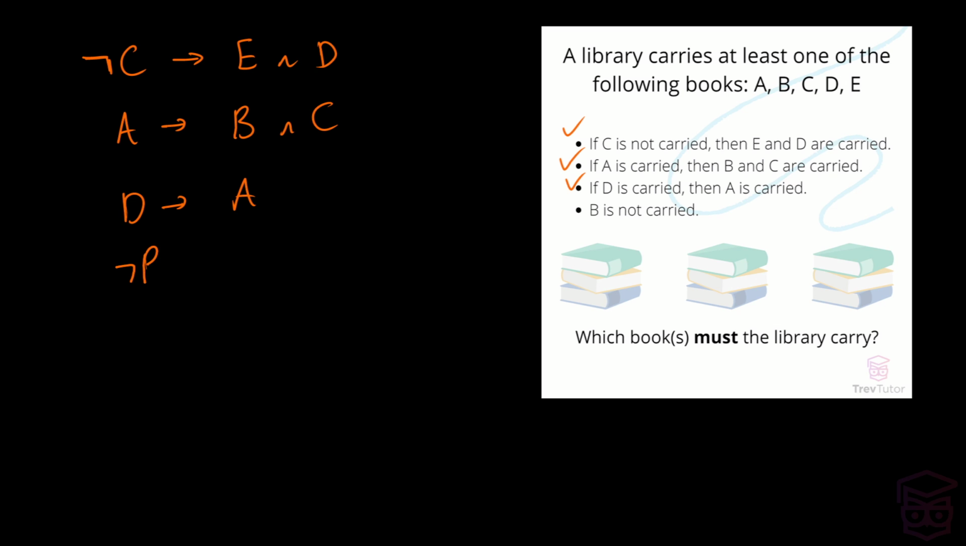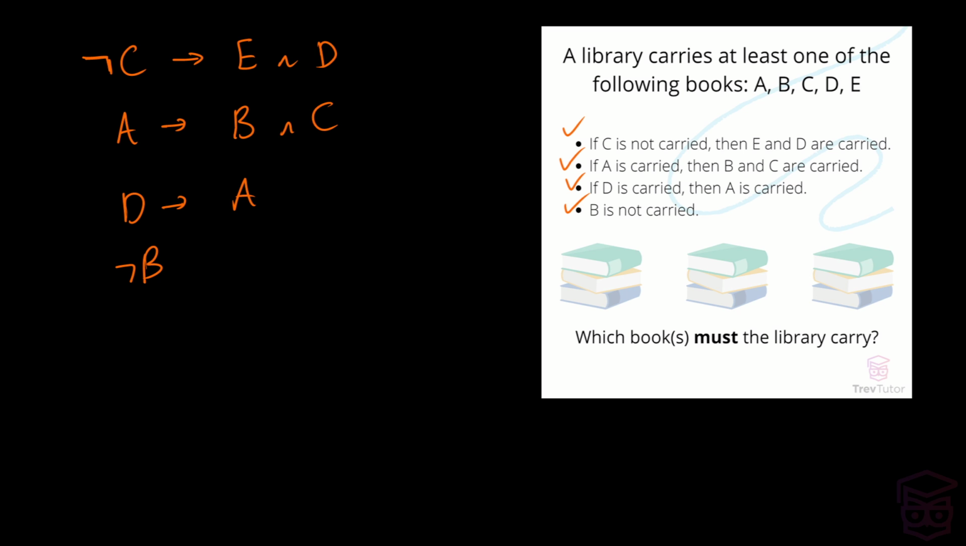So we have some rules here. If C is not carried, then E and D are carried. We could think of this like conditional logic: if not C, then we have E and D. If A is carried, then B and C are carried. If D is carried, then we know A is carried. And we're also told that B is not carried. Now, what's our question? Which books must the library carry? What has to be in our library?